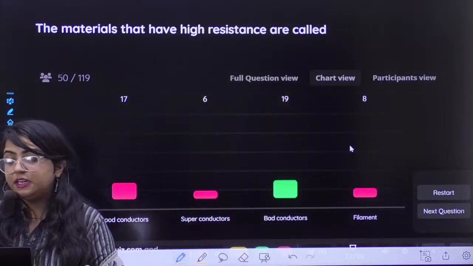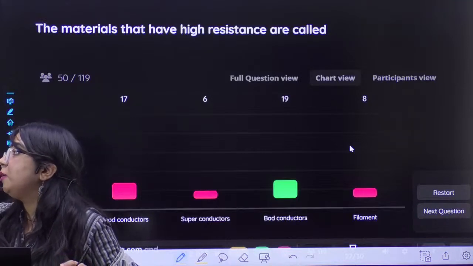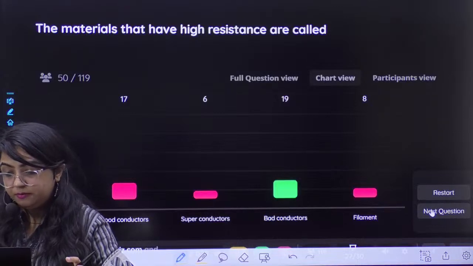Please let me know, is it clear to you? Yes, the correct option is bad conductors. Now the next question.